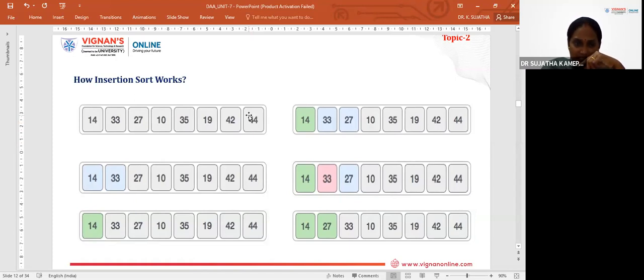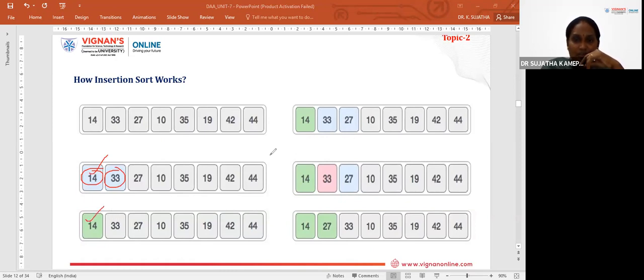In the case of insertion sort, first we need to take the second element, the element which is present at position 1. That is, we are considering 33. Now 33 is compared with 14. When I am comparing 33 with 14, 14 is the lesser element, so we cannot swap them. So 14 is present in its correct position.